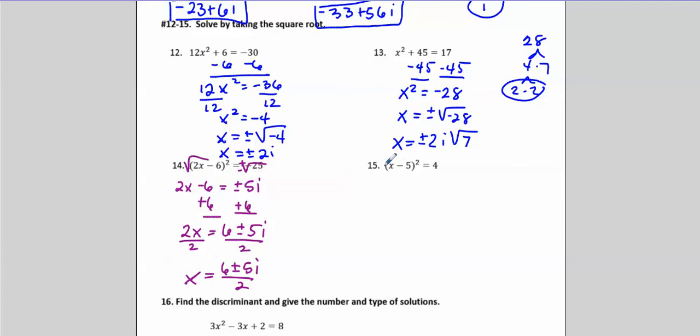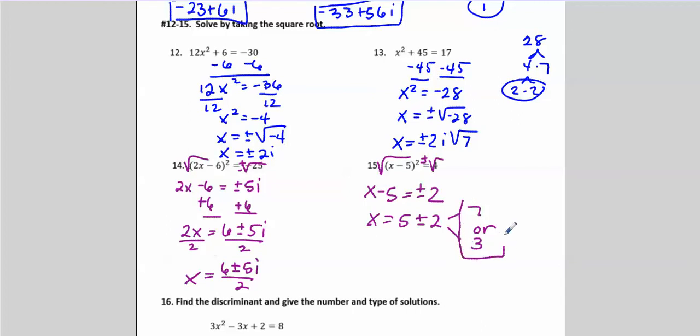And then for problem 15, when I do the square root of both sides with plus or minus, I get x minus 5 equals plus or minus 2. So x equals 5 plus or minus 2. So I can actually do this problem. 5 plus 2 would give me 7. 5 minus 2 would give me 3. So my solutions are 7 or 3.